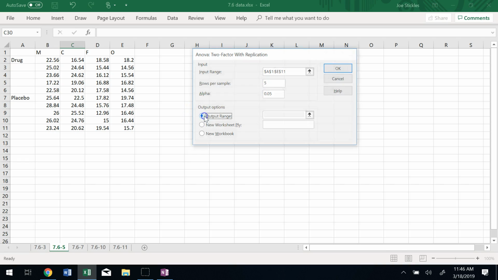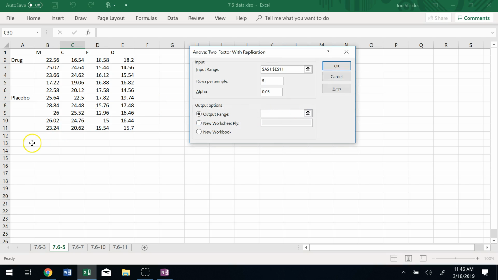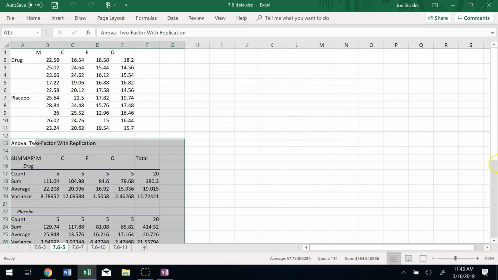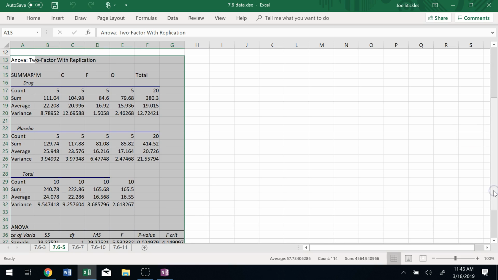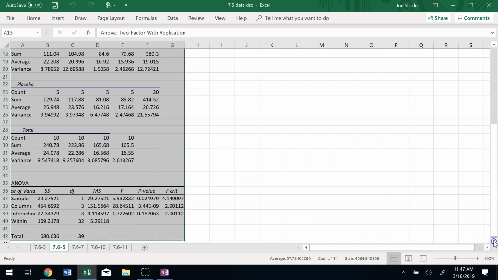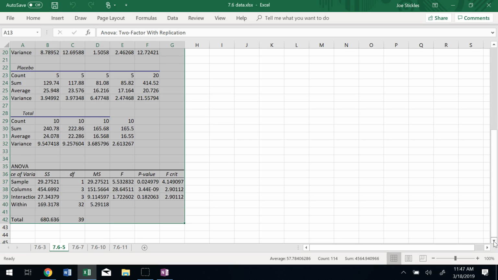And then the same idea, pick your output range to be wherever you want it to be, and hit OK. And then again, a whole bunch of stuff comes out. The top part again is just summaries, doing a row summary and a column summary. Well, it's a row per column summary, I guess I should say. And then, if we go to the bottom where your actual ANOVA is done.